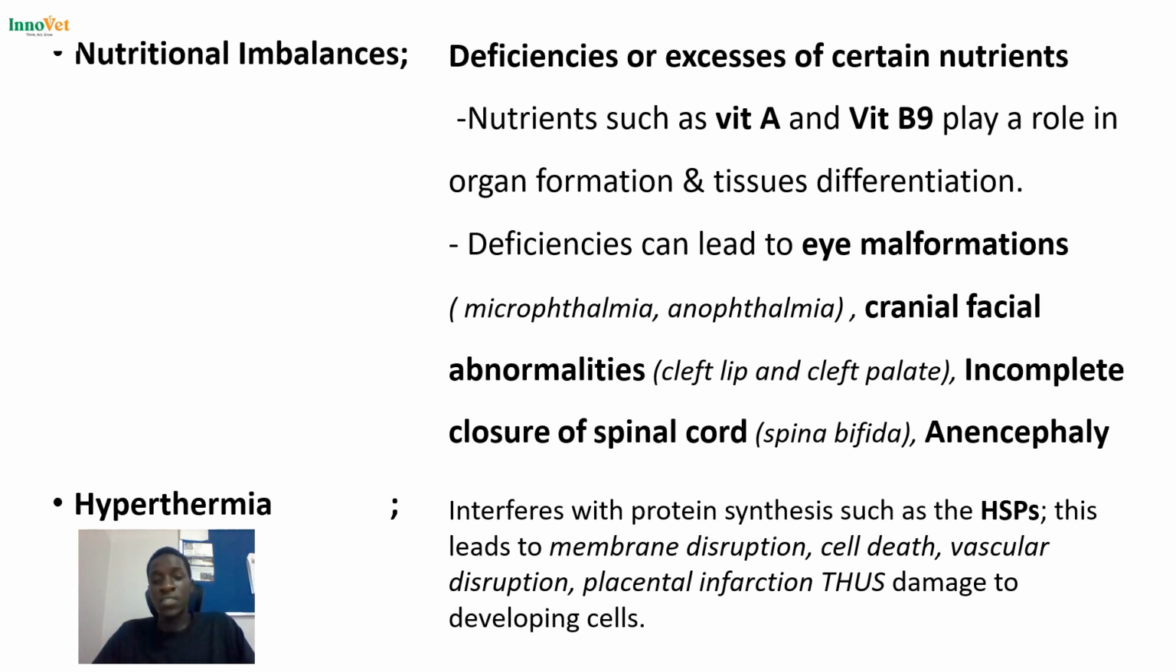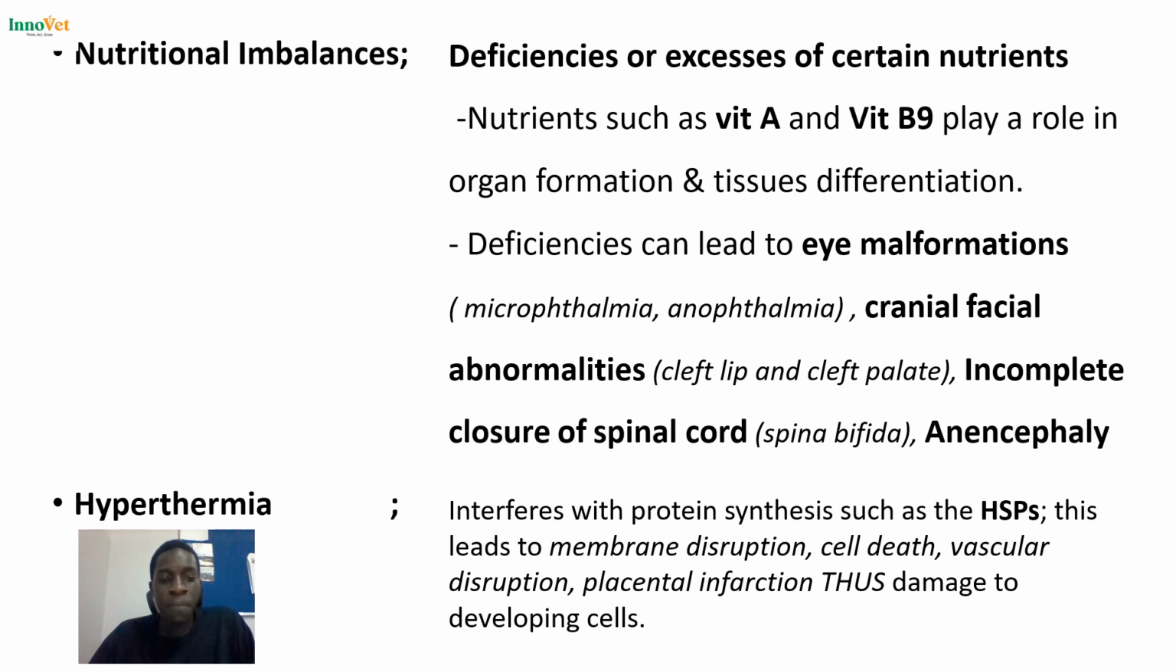So their deficiencies can lead to malformations such as the eye malformations, where we shall have microphthalmia, the case where the eyes will be small, and anophthalmia, where there will be no eyes at all. Then we can also have craniofacial abnormalities like cleft lip and cleft palate. We are going to view these more in the next slides. Then we have incomplete closure of the spinal cord, which is known as spina bifida, and then anencephaly.